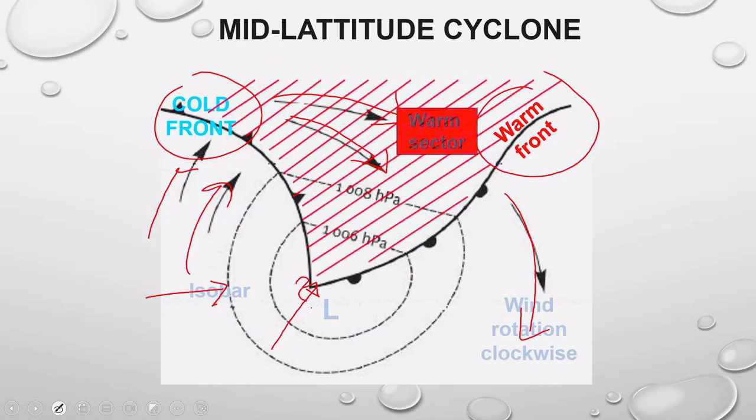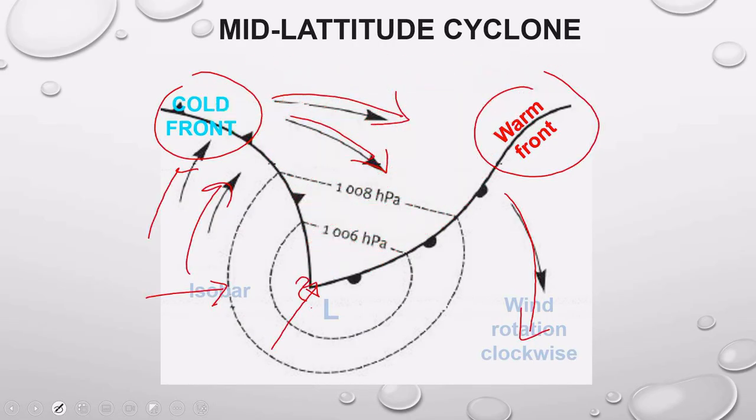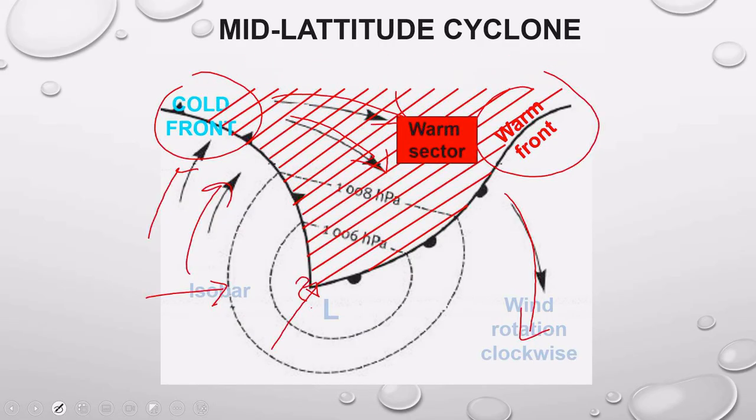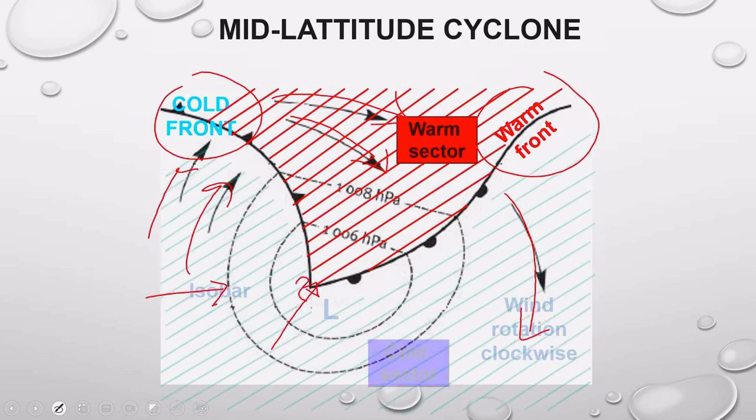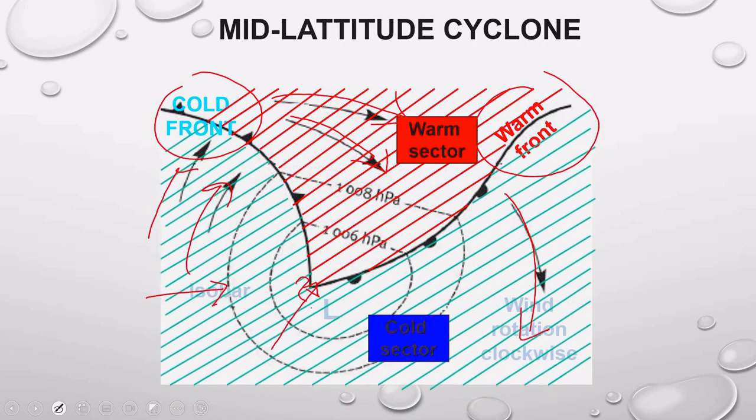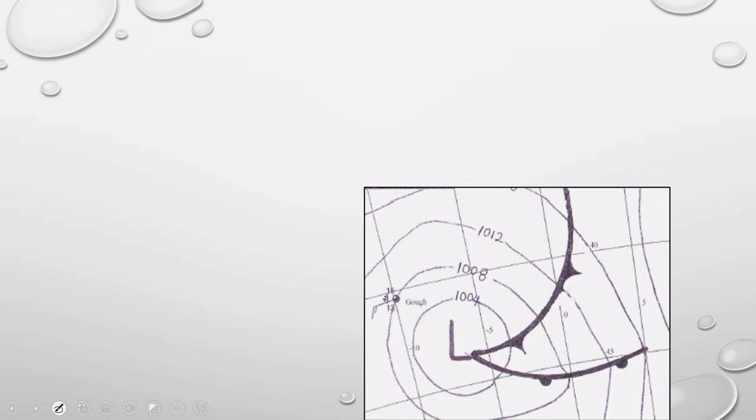Now, show me the warm sector. Label the warm sector, okay? Just put a WS. Show me the warm sector. There it is. If your label is correct, your warm sector should be somewhere there. There's the warm sector. And then we will finish off by you showing me the cold sector. The cold sector is the place where you find the cold air. There is the cold sector, okay?